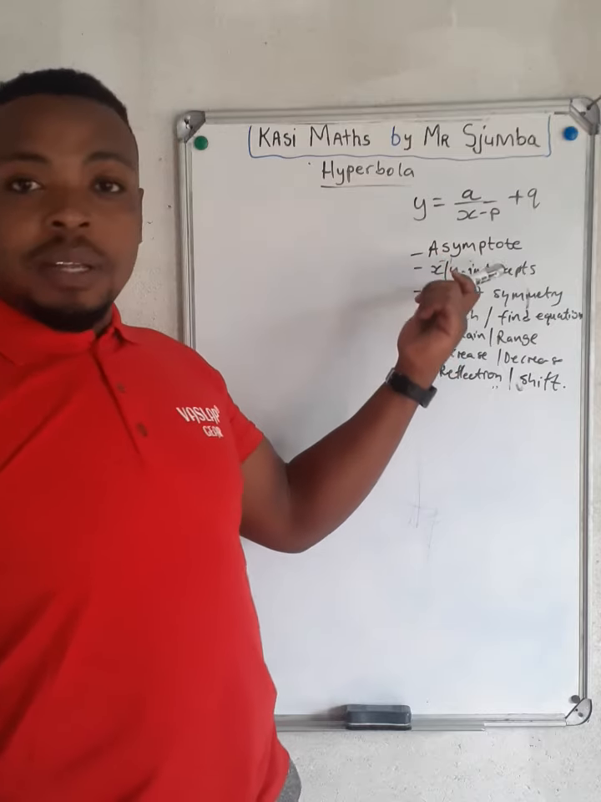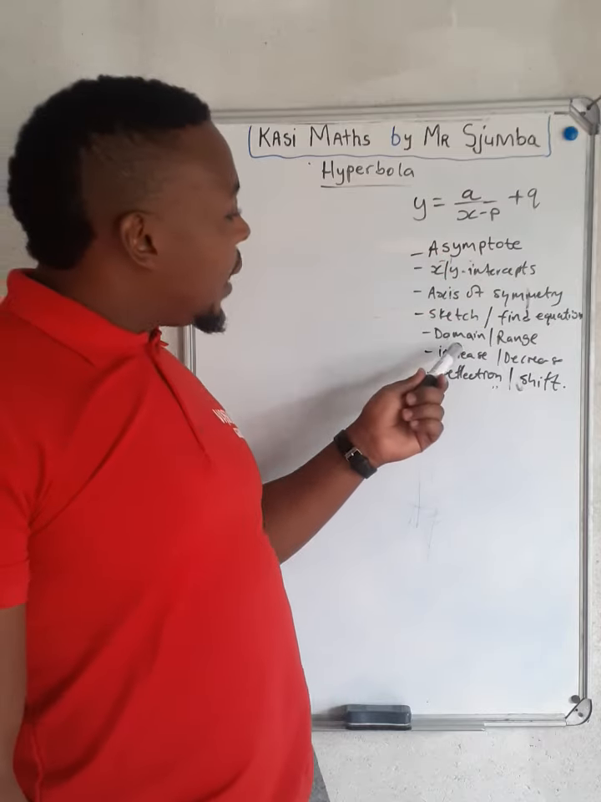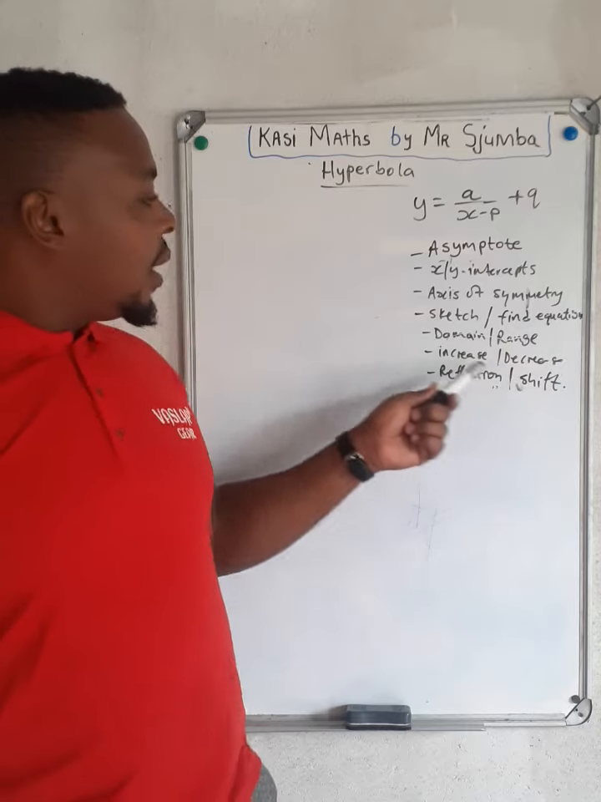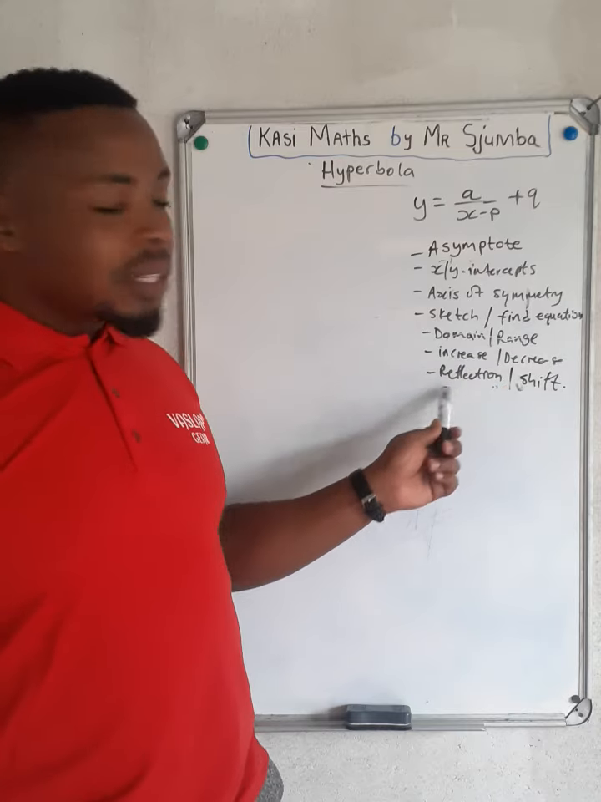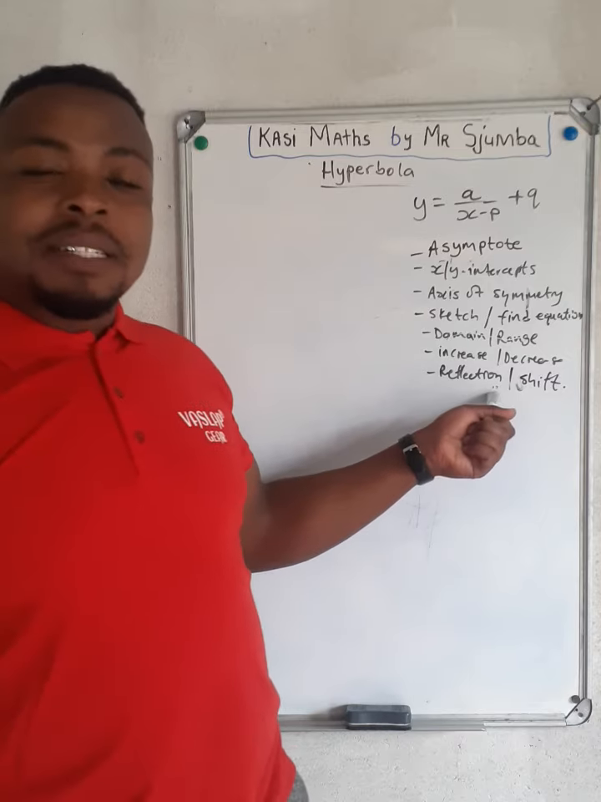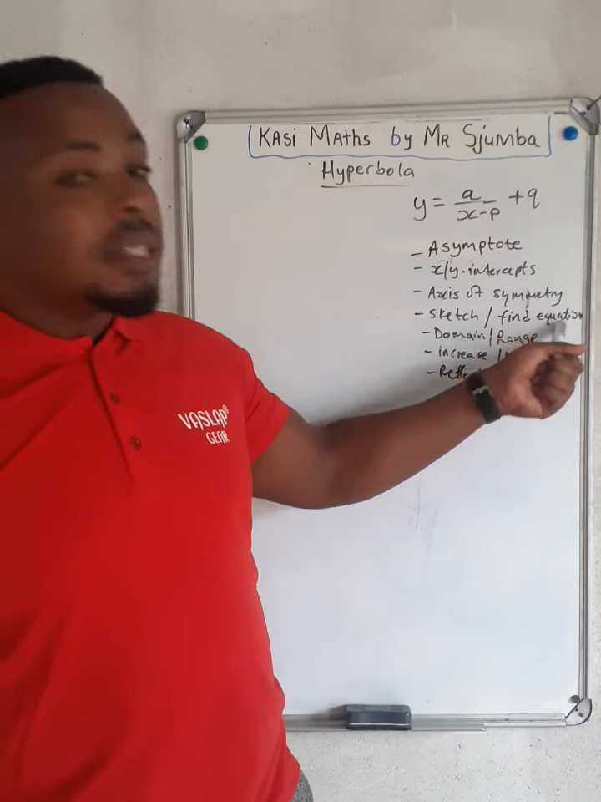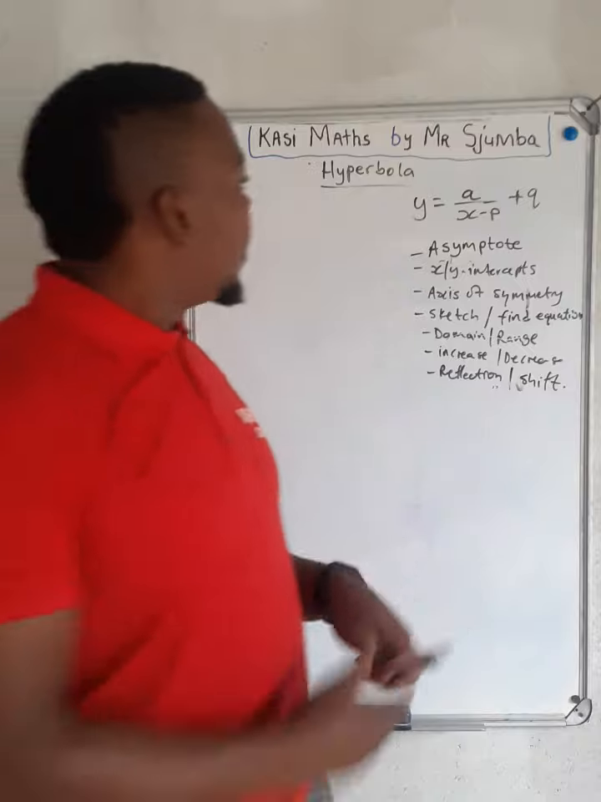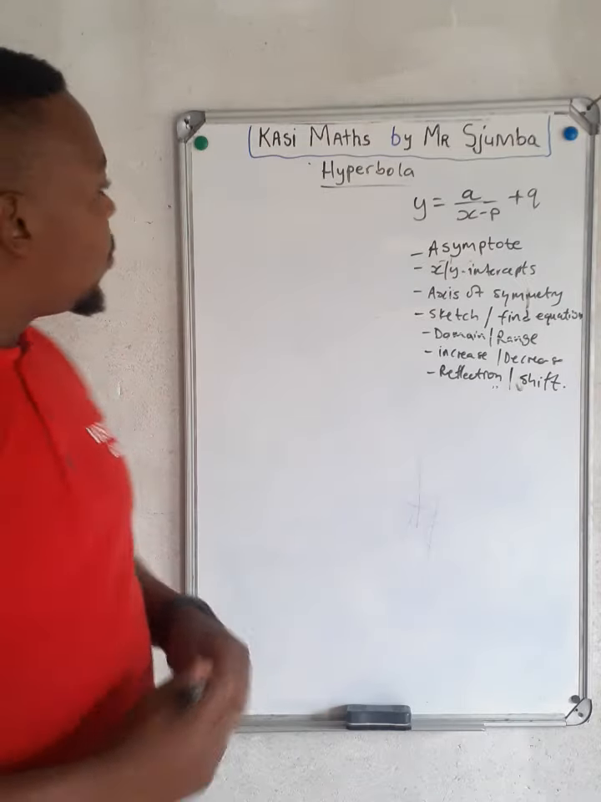A lot of it will be hyperbola. And then we need domain, range, increasing and decreasing. Now, if the graph is reflected, it affects the equation and it affects the graph. So let's get to it.